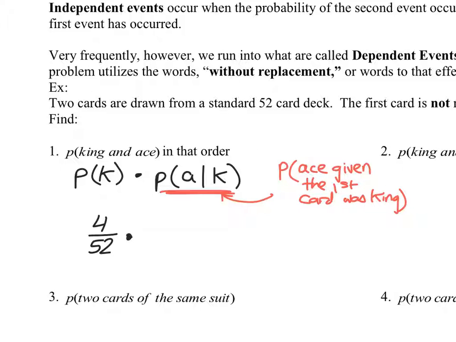How many aces are left in the deck? 4. How many cards overall are left? 51. All right. So this part here is telling me the probability of getting an ace given that the first card selected was a king. All right, so we're looking at 16 over 2652.